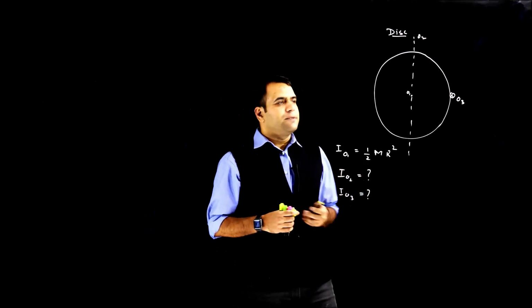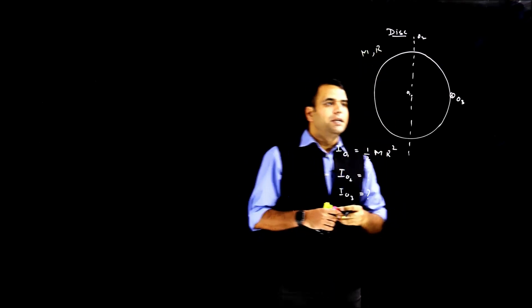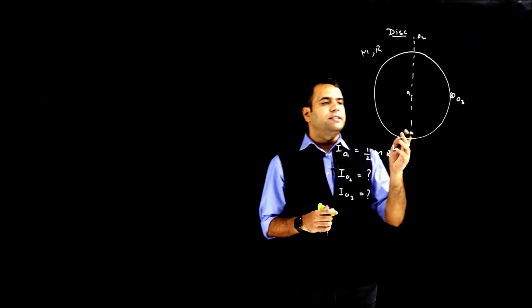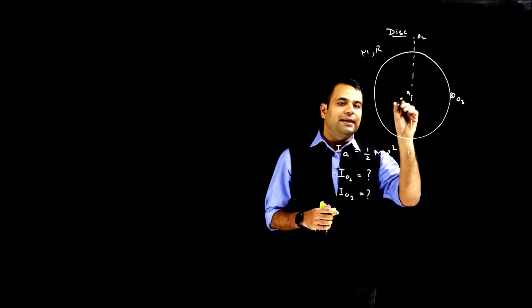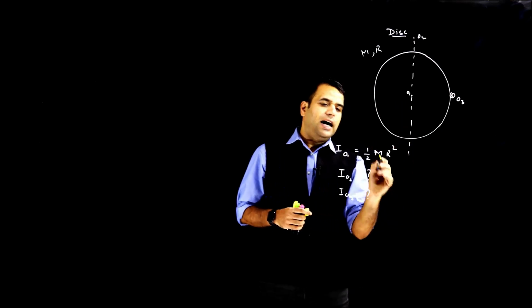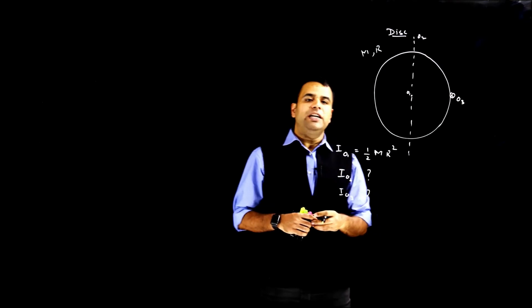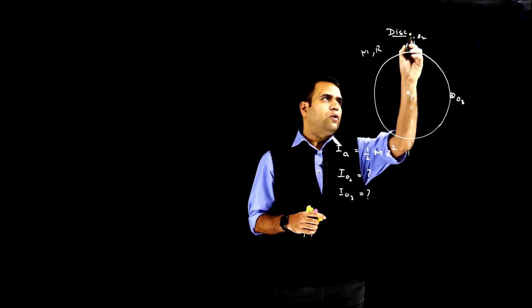So we have a disk of mass m and radius r. We know the moment of inertia of the disk about the axis passing through the center of mass and perpendicular to the plane of the disk is half m r square. In this question, we have to calculate the moment of inertia of the same disk about one of the diameters.